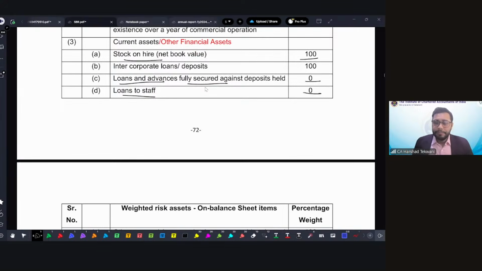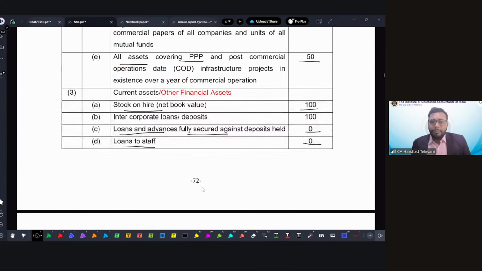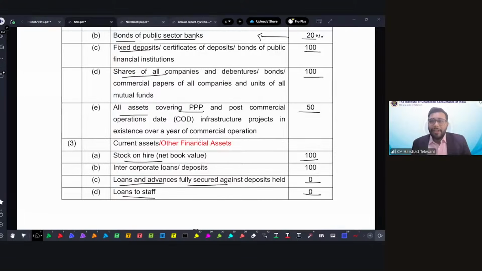Sir, one doubt. If a loan is given to staff and the next day the employee resigns or leaves the company, the risk will be high, no? You will deduct it from the full and final settlement. You can issue a recovery notice. A lot of things are there. That's why it's zero. The legal proceeding is subsequent. But on the premise, there is actually a risk. I don't know why they have given zero, but okay.